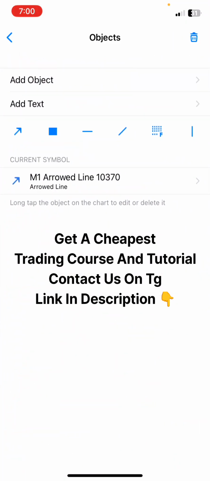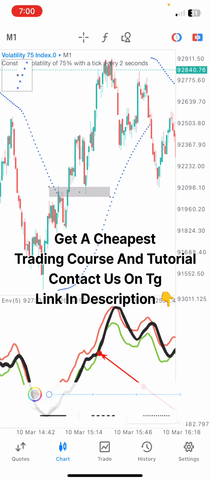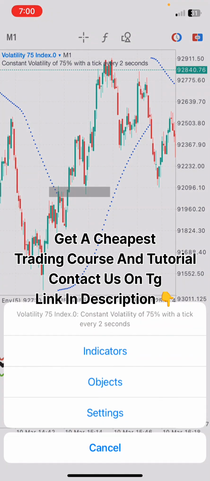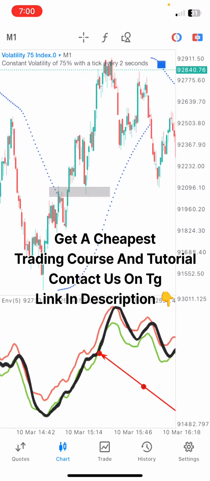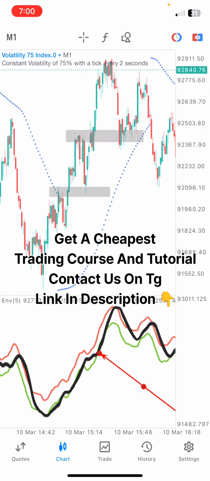Now, the second thing you do is you use your line right here to mark out your area of support and your area of resistance. Okay, that's how you can be making money easily.